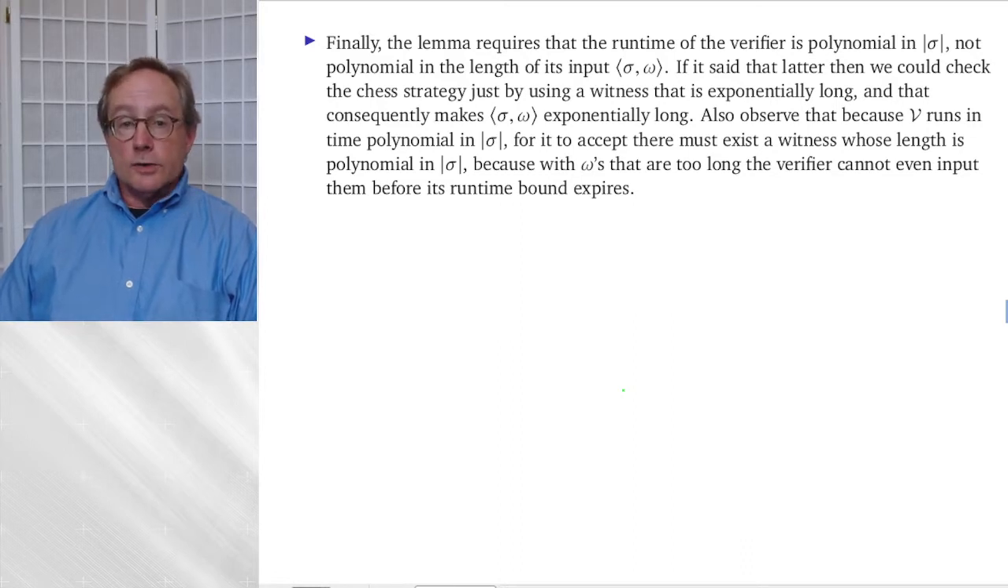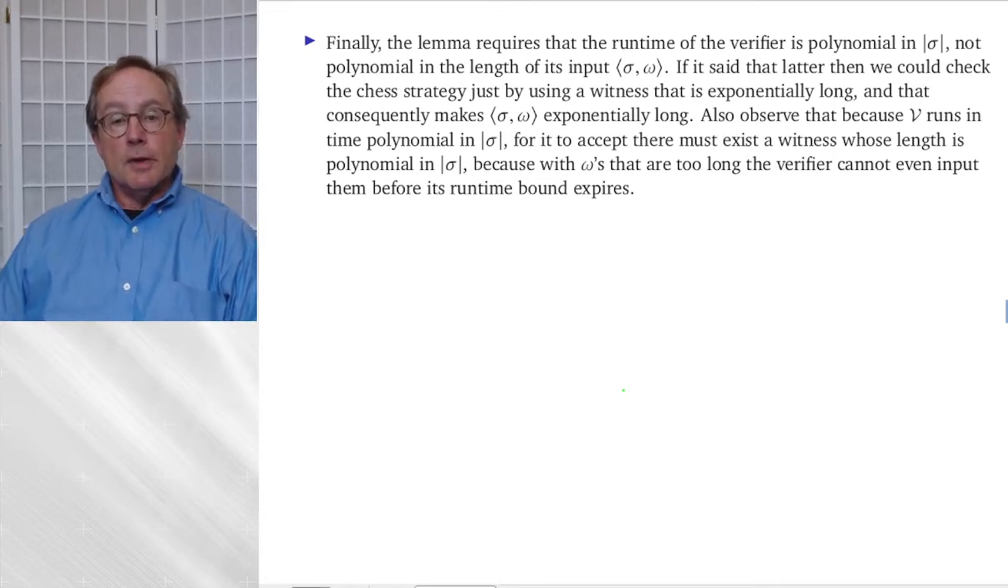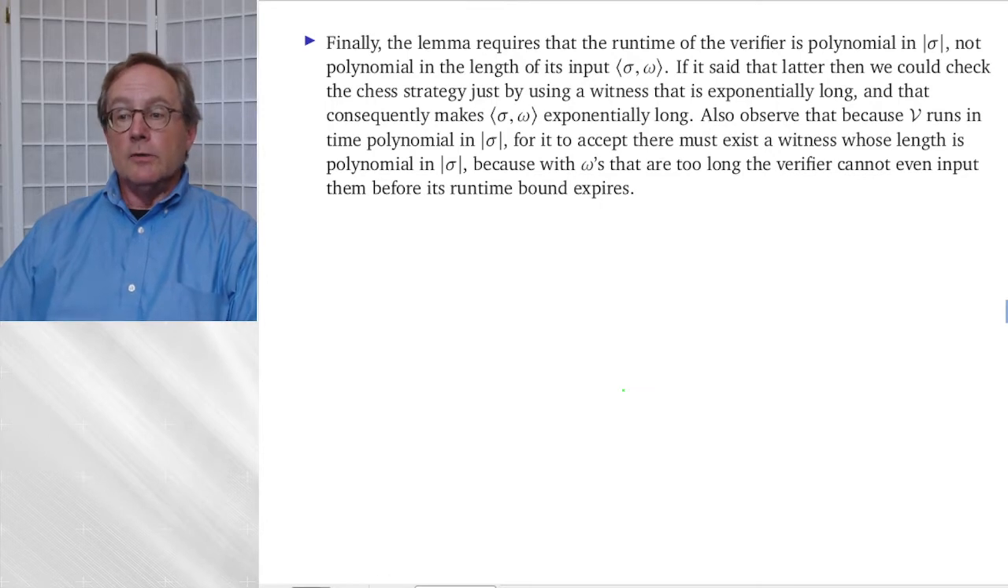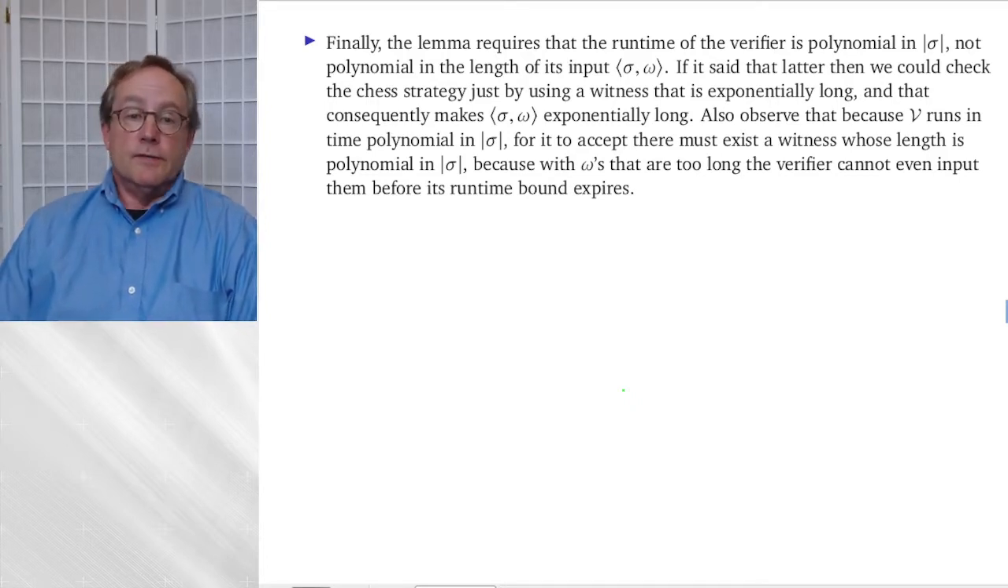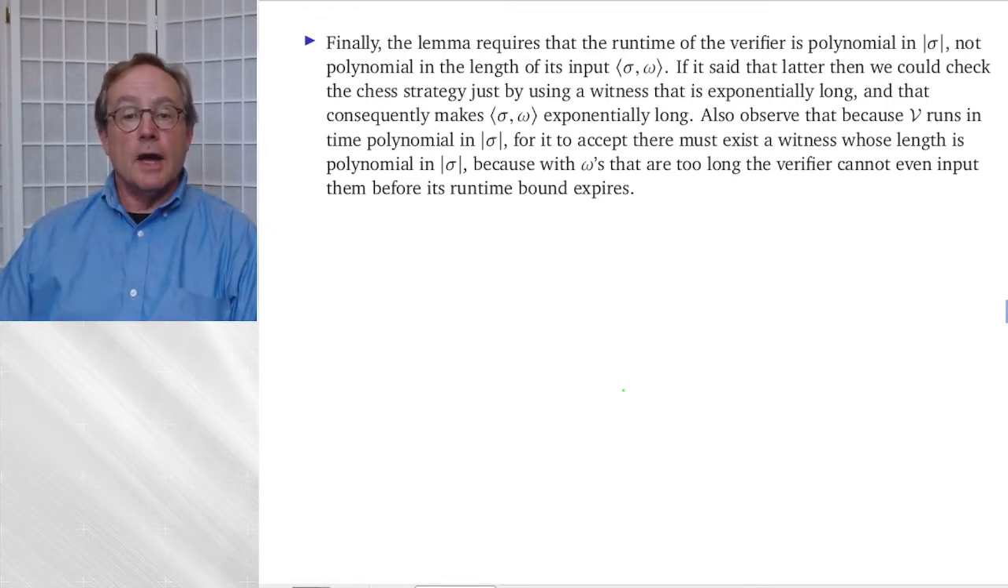So also, a point along the same lines, observe that because the verifier runs in time polynomial in the length of sigma, for it to accept, it has to be able to get a hint that it can use in time polynomial in the length of sigma. So there must be an omega whose length is at most polynomial in the length of sigma. Because if omega was too long, then the verifier couldn't even read it in before the runtime bound expired. Okay?